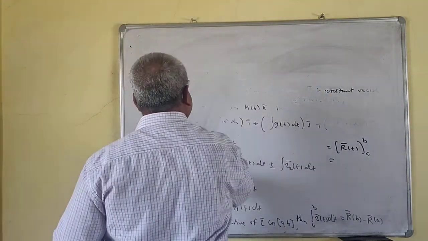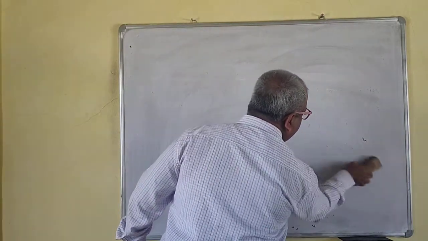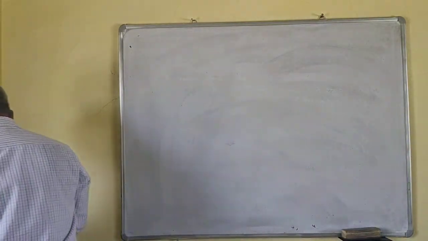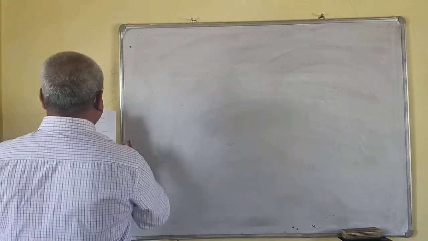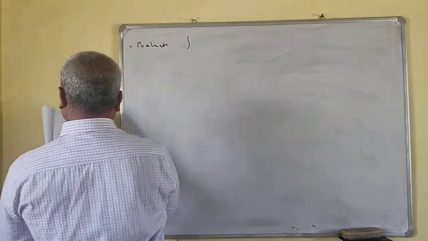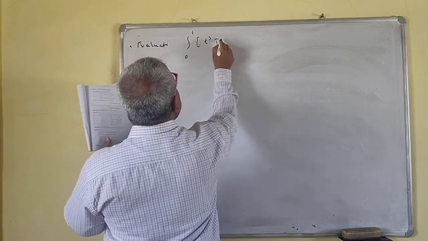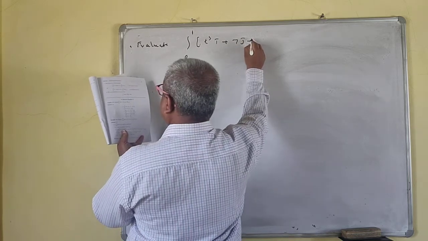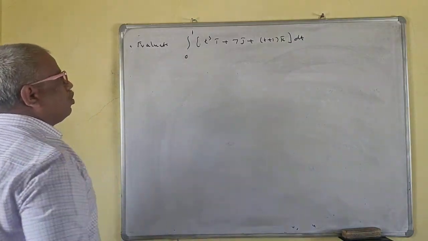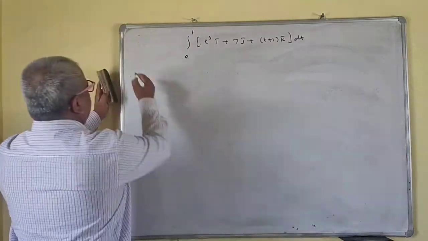Again, this is very easy now. This is not unknown to you actually. Only here you have to take care of the vector. Okay, evaluate the integral from 0 to 1 of t cubed i bar plus 7 j bar plus (t plus 1) k bar dt. You can separate the integration or write it this way. We will erase this and write the solution now.